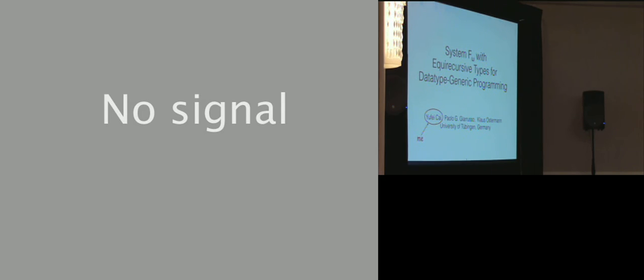That's my name. You can call me Kai. I'm here to present System F omega with equirecursive types for data-type-generic programming. This is joint work with Paulo Jaruso and Klaus Ostmann at the University of Tübingen in Germany.